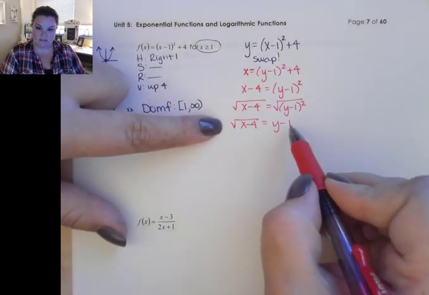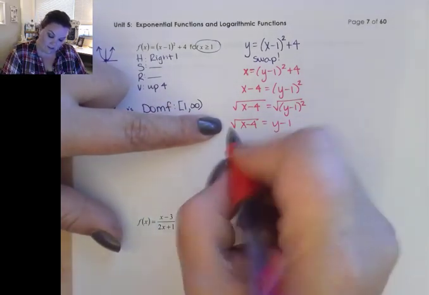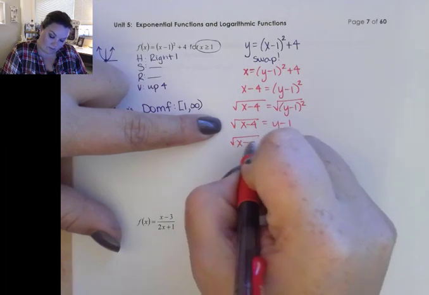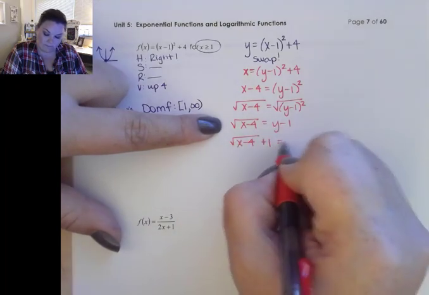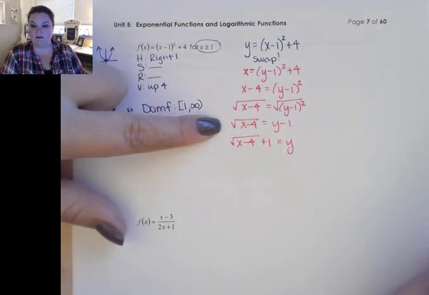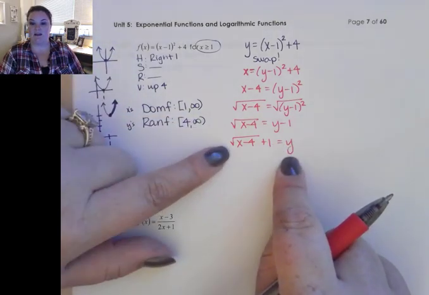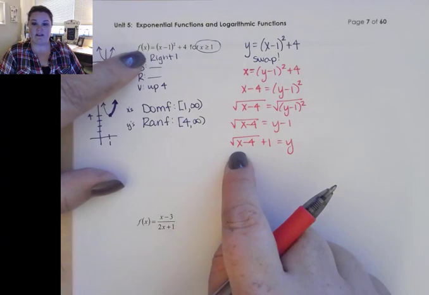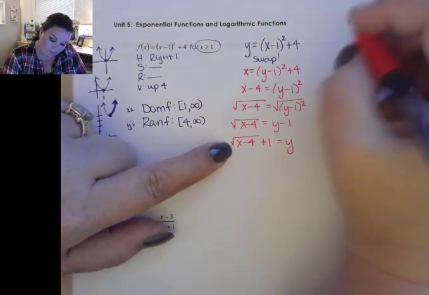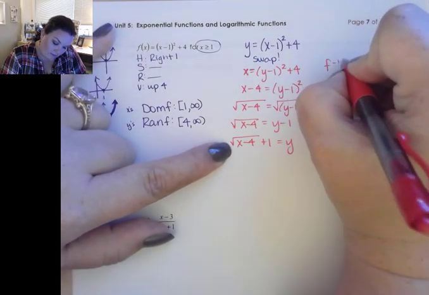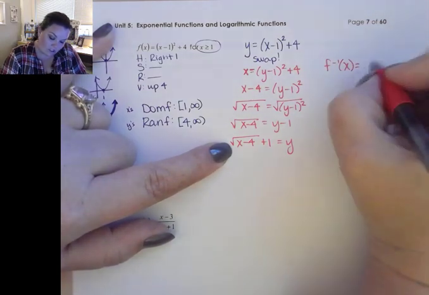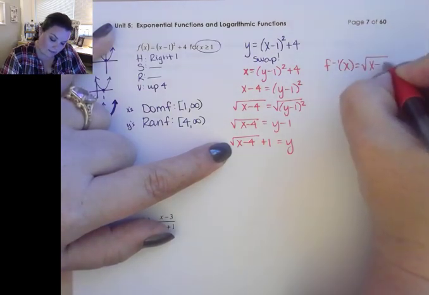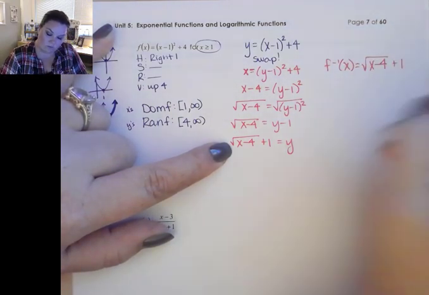And the last thing I need to do is move my 1 to the other side. So I have the square root of x minus 4, plus 1, is equal to y. And now that it's solved for y, this is my inverse function. We were dealing with an f of x originally, so my inverse function is going to be f inverse of x, which we just found to be the square root of x minus 4 plus 1.